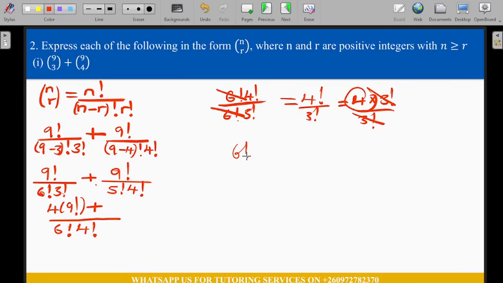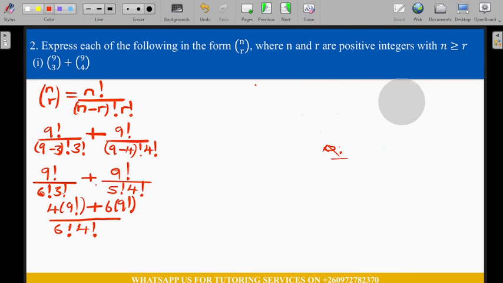It will be 6 factorial, 4 factorial over 5 factorial, 4 factorial. So 4 factorial cancels. Now we have 6. We reduce it up to 5. So 6 times 5 factorial over 5 factorial. This cancels. So now we have 6 open, then 9 factorial.